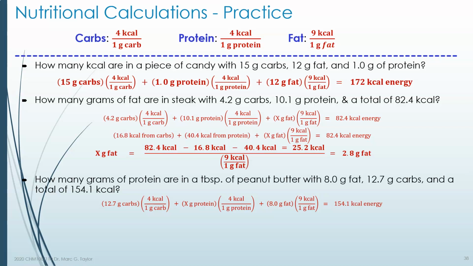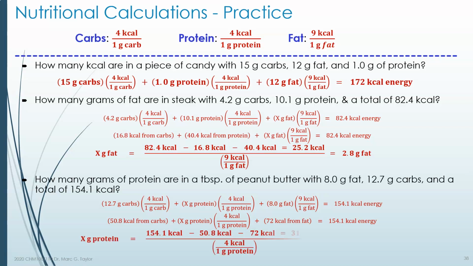And now you solve for the unknown grams of protein. You have 50.8 kcals from carbs. You have 72 kilocalories from fat. You subtract those from the total, and then divide by 4 kilocalories per gram of protein. And you end up determining that there are 7.8 grams of protein.